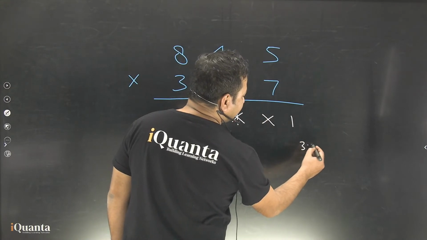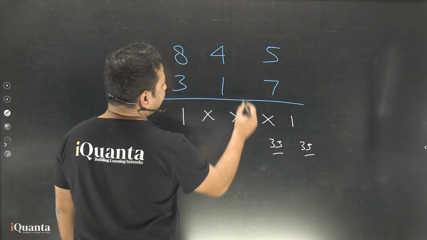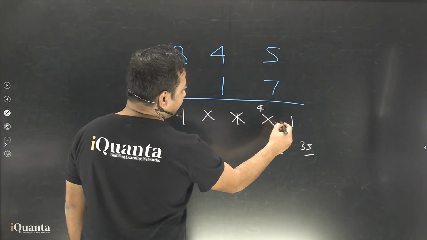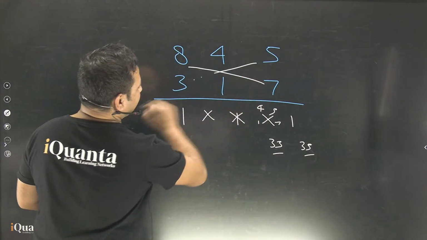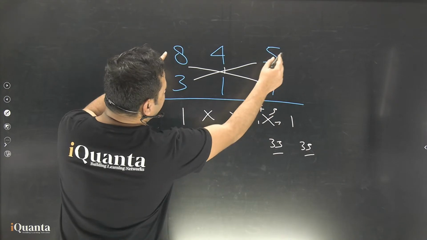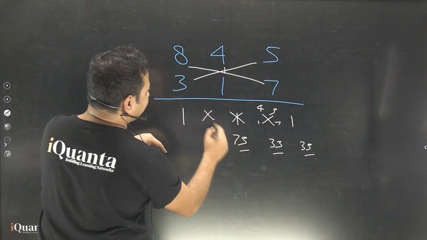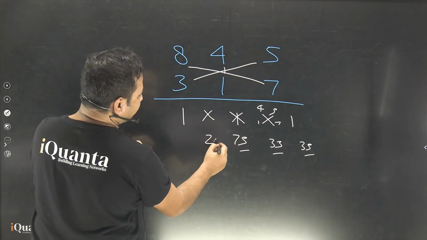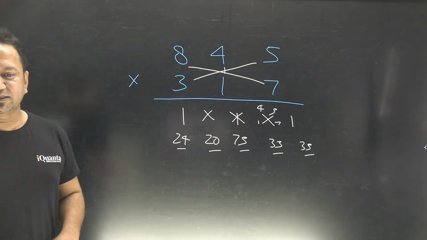5 sevens are 35. 28 plus 5 is 33. All right. 4 sevens are 28, and 5 ones are 5. Then 8 sevens are 56. 5 threes are 15. 4 ones are 4. 56 plus 15 is 71. Plus 4 is 75. All right. Then 8 plus 12 is 20 and then 24. I hope all of you have done this.